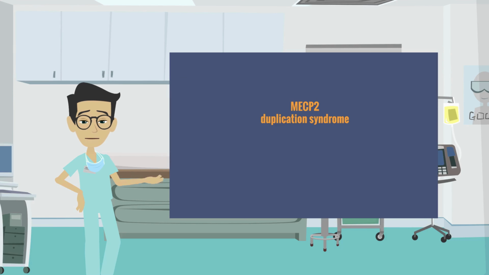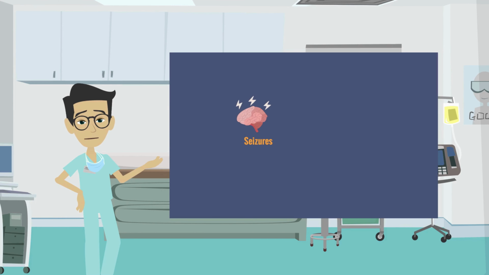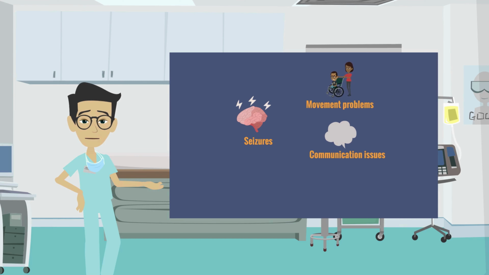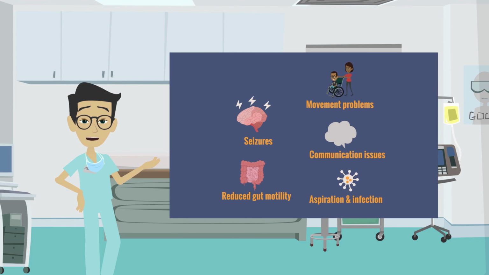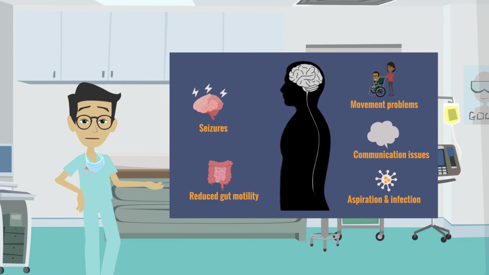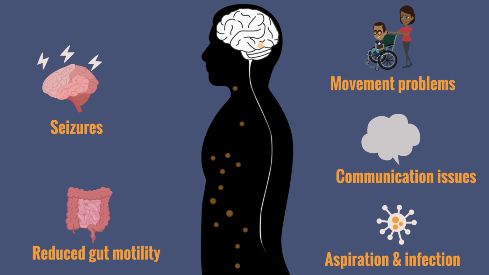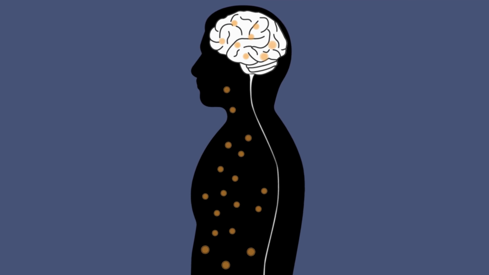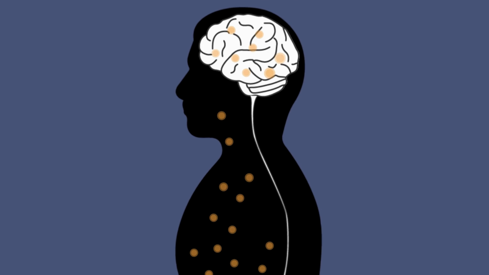As many of you know, children with MECP2 duplication syndrome experience symptoms such as seizures, communication issues, movement problems, reduced gut motility, aspiration, and infection. These symptoms are all regulated by the central neurological system, meaning our neurons and brain. Although the overproduction of the MECP2 protein occurs throughout the body, it's the overload of this protein in the brain that causes many symptoms in patients with MECP2 duplication syndrome. It is therefore in the brain that ATTUNE 440 should be delivered and act.